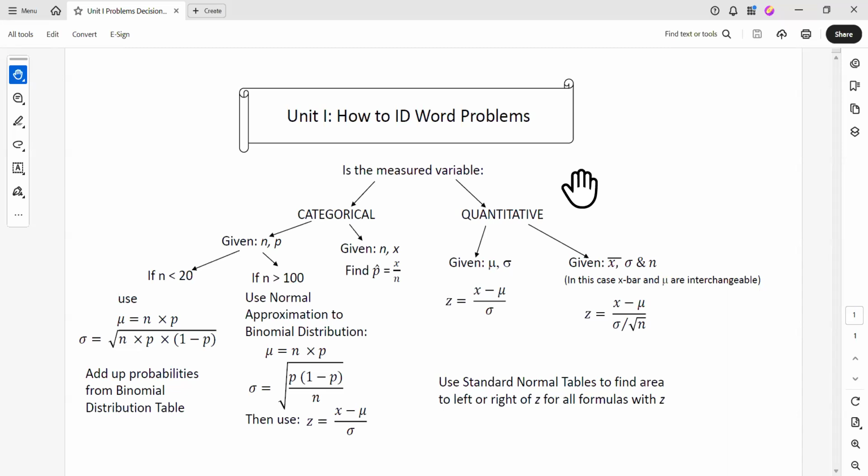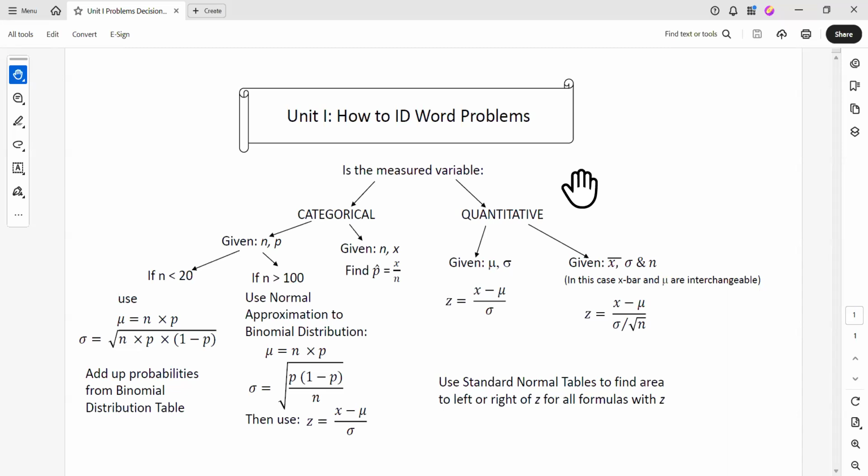So once we find the mu and the sigma, we're going to use the equation z equals x minus mu over sigma, and little x will be just the same as in a standard normal distribution problem. It's the value that we want to find the area to the left or to the right of.